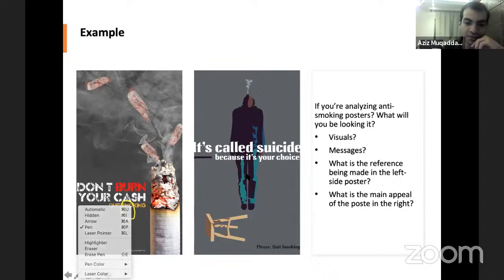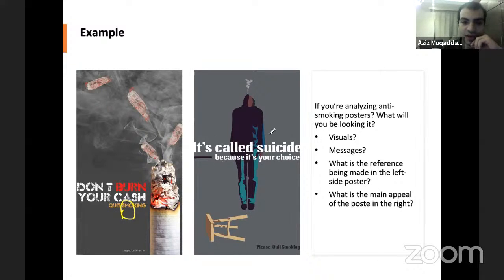Okay. What about this one right here on the right? What's the message being implied? It's implying that smoking will kill you. Right, right. So the message is about death.